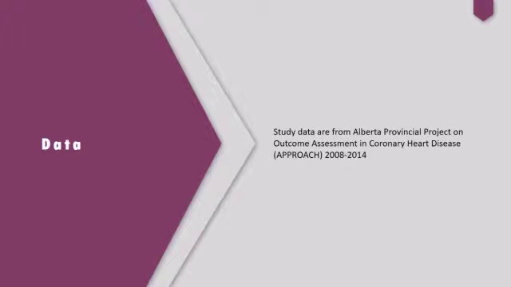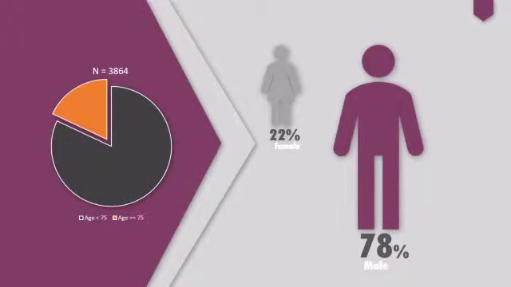So the data for the study is from our Alberta Provincial Project on Outcome Assessment in Coronary Heart Disease, and we'll be looking at 2008 to 2014 specifically. So this is a little bit of descriptive information about the data. Total sample size is 3,864. There is more data, but we used only complete data on all items. So 83% of our sample is less than 75 years old, and 78% are male. So we have more males, and we have more people that are younger than 75 years.